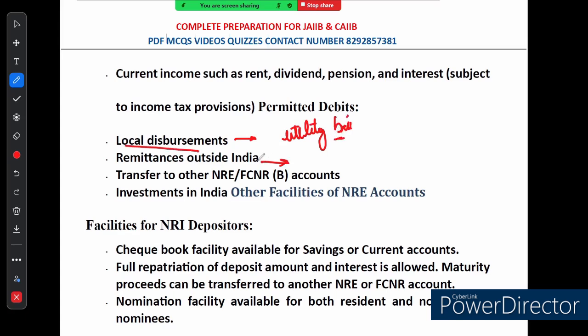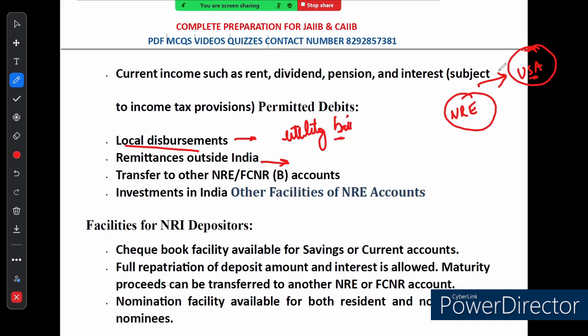Second thing is remittance outside India. One of the greatest features of the NRI account is that you can transfer money from this account to your account in your country of residence without any restriction. Suppose this is your NRI account and you want to transfer some money to another account of your friend who is residing in USA, and you are also a resident of USA. So you can do that. You can simply transfer money from this account to your account in another country of residence without any restriction.